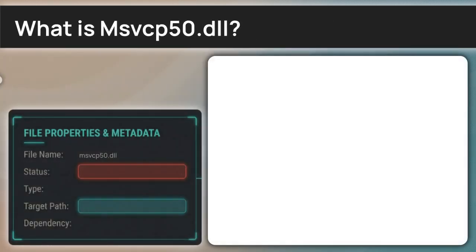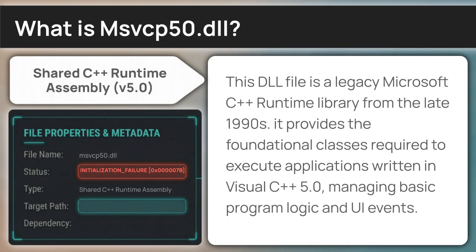This DLL file is a legacy Microsoft C++ runtime library from the late 1990s. It provides the foundational classes required to execute applications written in Visual C++ 5.0, managing basic program logic and UI events. With the why out of the way, let's focus on getting you running again.